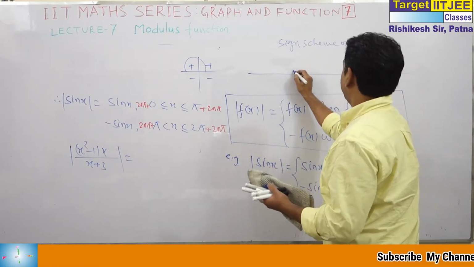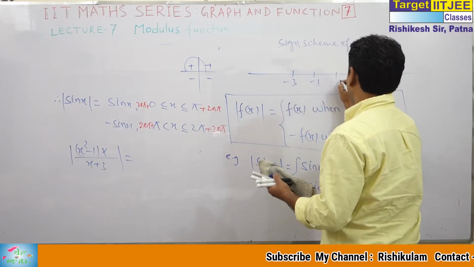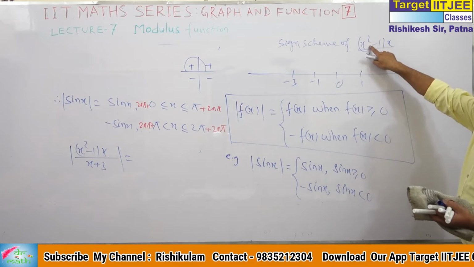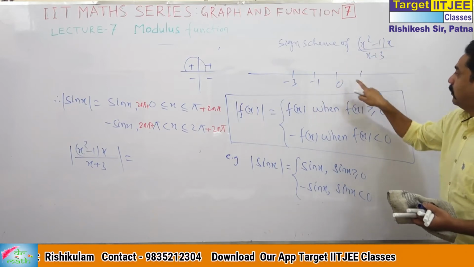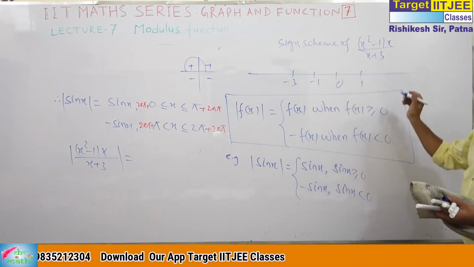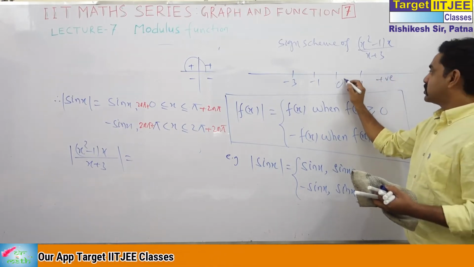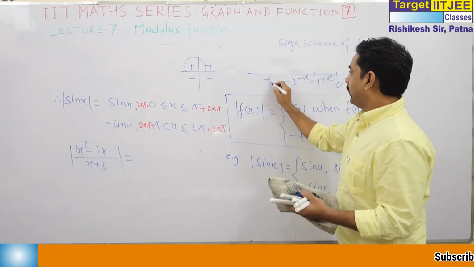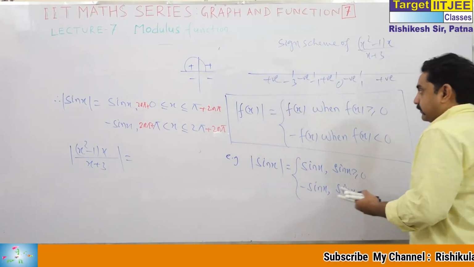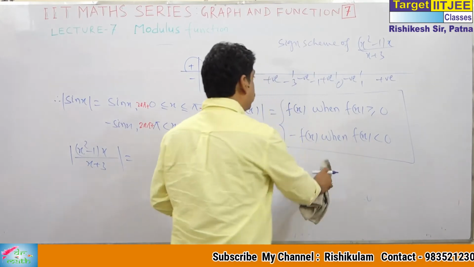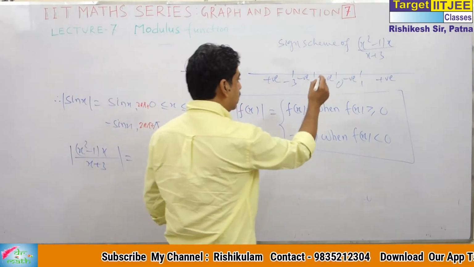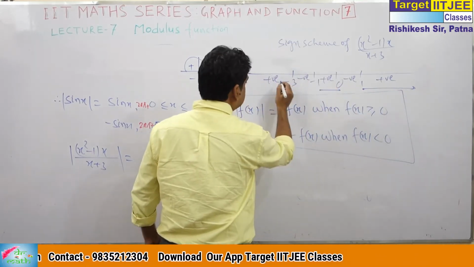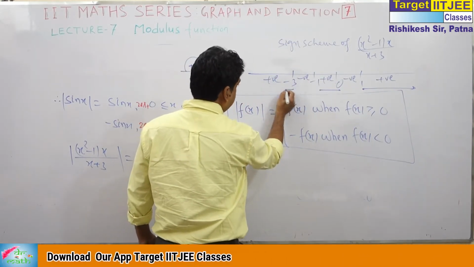What is the sign scheme? Actually, the points are minus 3, minus 1, 0, 1. The numerator will give roots 1, minus 1 and 0, and the denominator gives minus 3. No repeated roots, so the signs alternate: positive, negative, positive, negative and positive. Now, for this region this is positive, including 0.